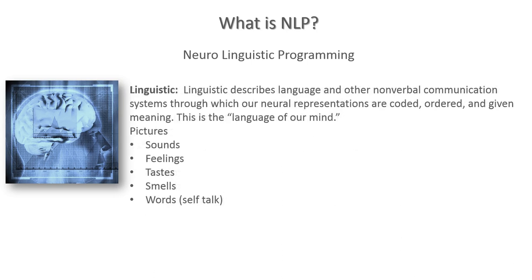The linguistic part of neuro-linguistic programming refers to the language of our mind. Not so much just written or spoken words, but the language of our mind, which is pictures and sounds and feelings, tastes, smells, even the words that we say to ourselves. And to give you an idea how powerful this is, think back to some smells that are familiar to you. You can smell a particular scent and instantly be transported to a different place and time. This is all the language of our mind, and that's what the linguistic part of NLP is referring to.